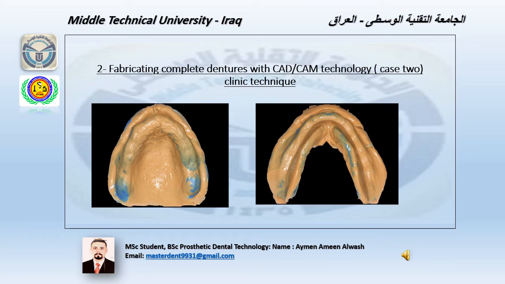And then we use heavy body to record the border of the tray and make definitive impression material with regular set light body.